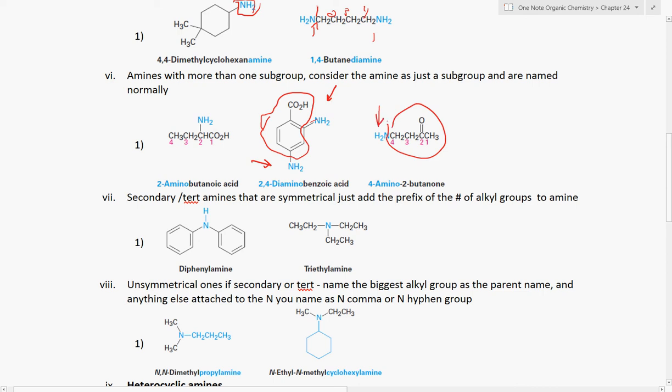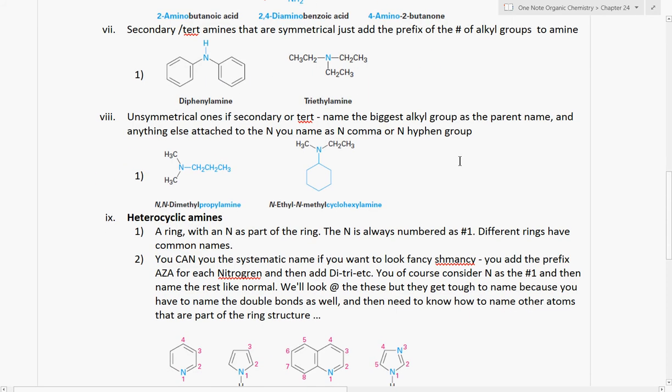So secondary and tertiary amines that are symmetrical, you just add the prefix of the number of alkyl groups to the amine. So diphenylamine, you've got two phenyls attached to the nitrogen, diphenylamine. Here we have triethylamine, so nitrogen is your central atom, just like you normally do with carbon as your central atom. And you've got 1, 2, 3 ethyl groups, triethylamine.